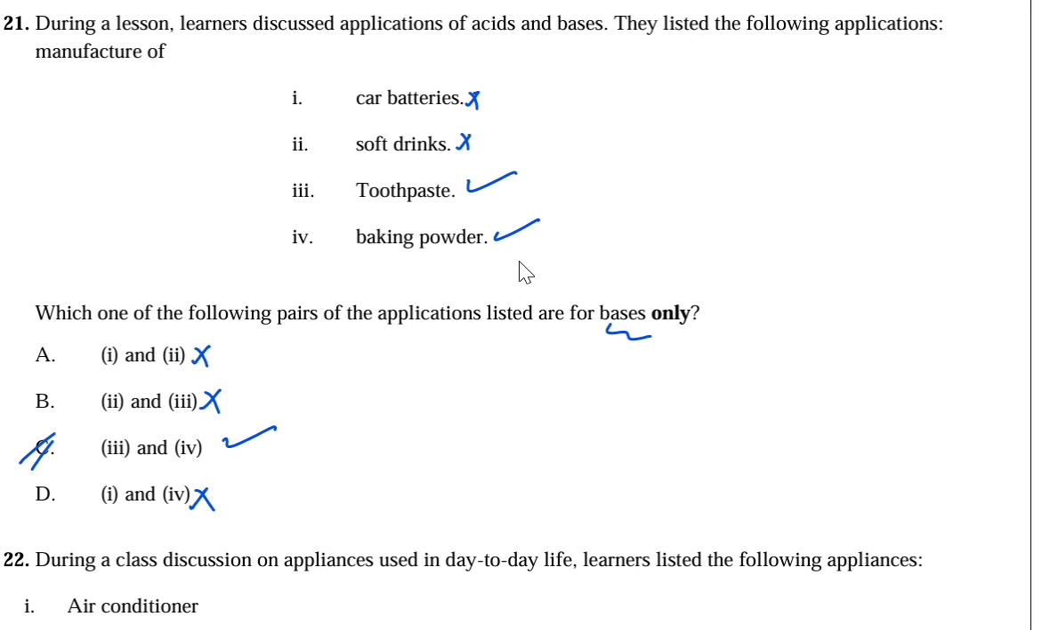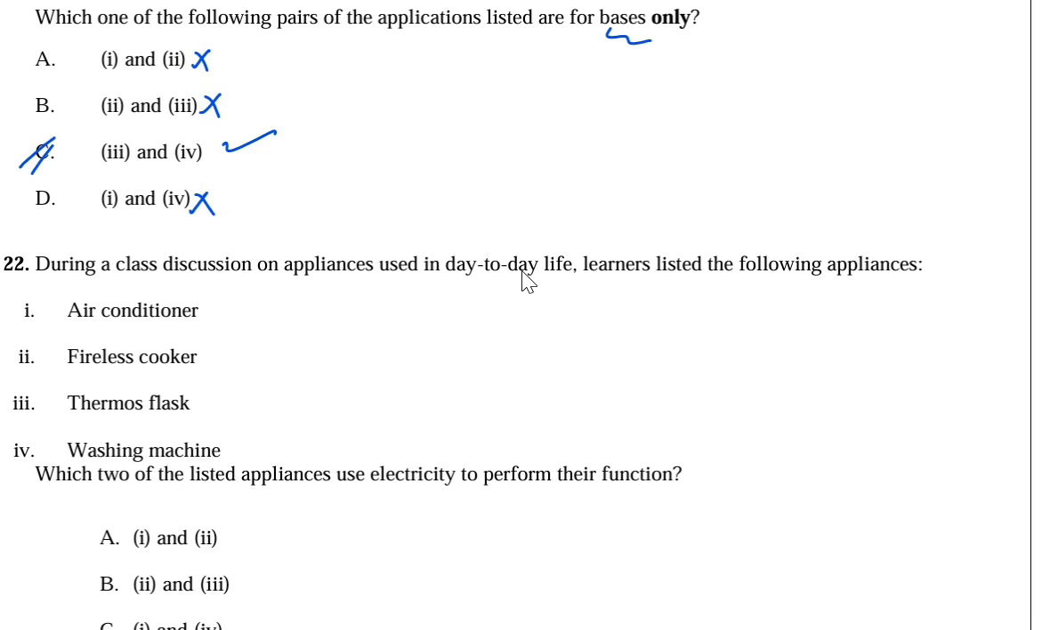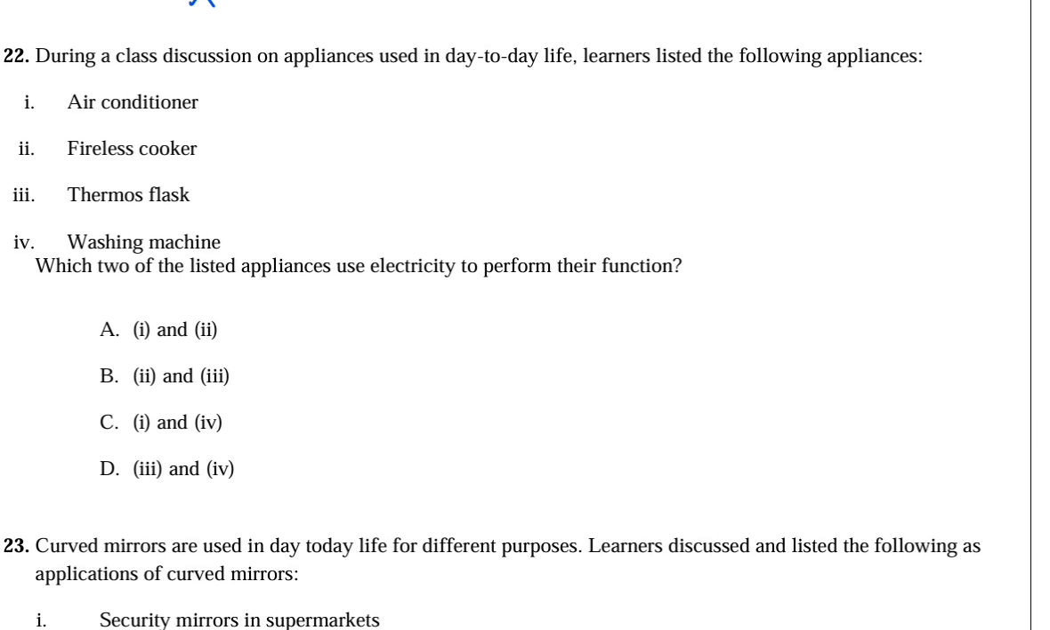Those are the applications of bases. We continue to question number 22. During a class discussion on appliances used in day-to-day life, learners listed the following appliances: Roman 1, air conditioner; Roman 2, fireless cooker; Roman 3, thermos flask; Roman 4, washing machine. Which two of the listed appliances use electricity to perform their function? We know that the air conditioner and the washing machine use electricity. Therefore, the correct option is Roman 1 and Roman 4, which is C.